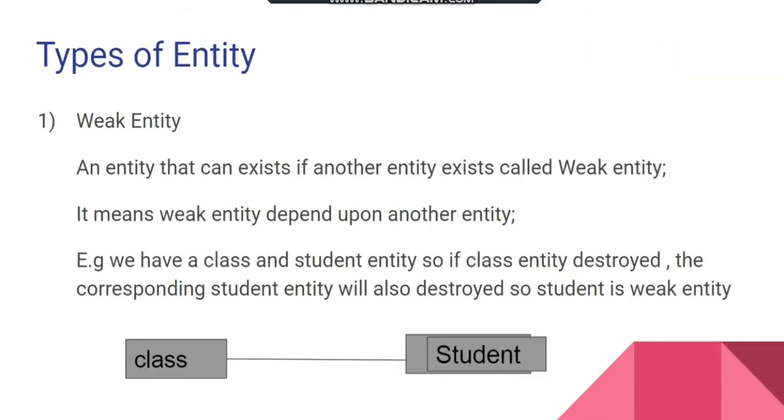So we have types of entities. For example, if I want to create a system for a university or school, a student is an entity and a teacher is an entity, so these are called entities. So we have different types of entities.